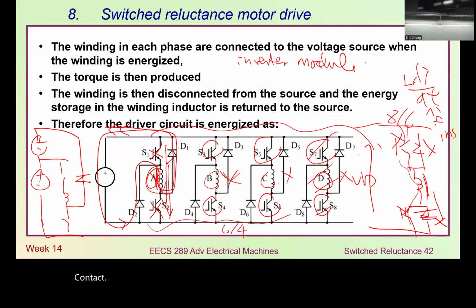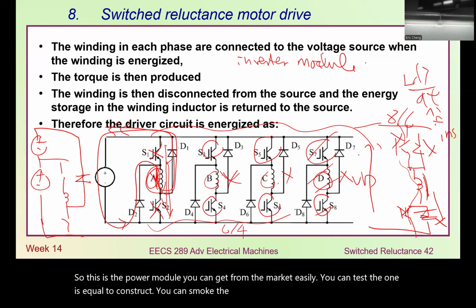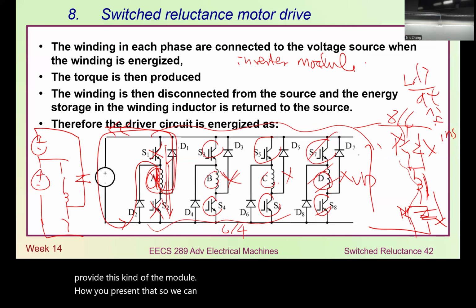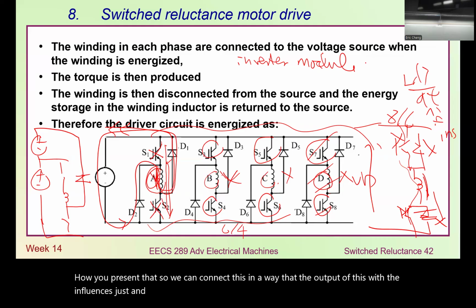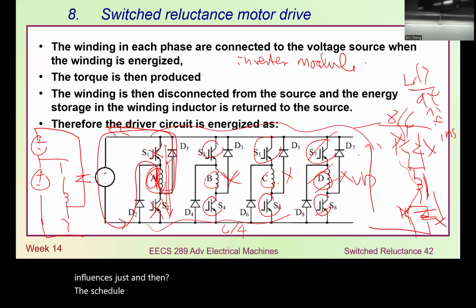What we can do is, I'm just giving the concept. We will connect this in a way. Because here it is an inverter, we will try to make it this diode. So we think this can connect. This is the power module you can get from the market easily, because that's the one used to construct the industrial motor driver. So we only provide these kinds of modules, how you present that. We can connect this in a way that the output of this goes to the input of this, and then connect with this. That's what we have there. Sketch it in detail so that you can understand what we do.